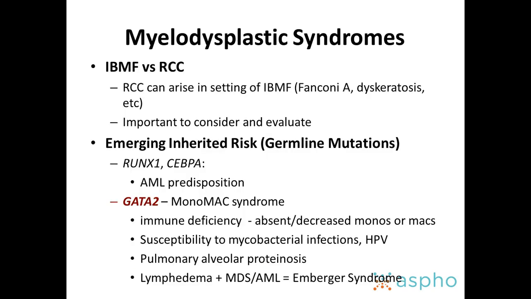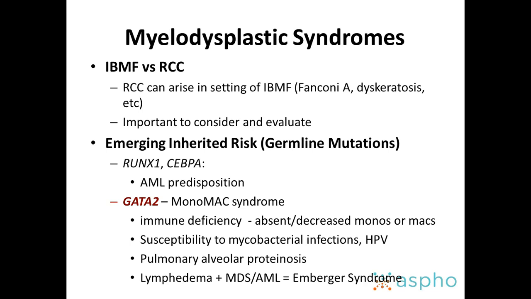All right, so when do you have to worry about inherited bone marrow failure syndrome? Well, I think always, right? So whenever you have RCC, you need to stop and think: is this a Fanconi? Is this a dyskeratosis? Is this an AT that we're dismissing? And I think more and more now we're realizing that there's inherited risk. So germline mutations, all the things that we see in our AML readouts, the somatic mutations, you can also have as inherited risk factors.